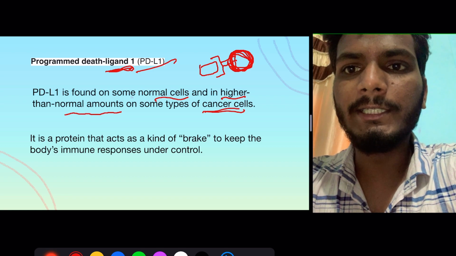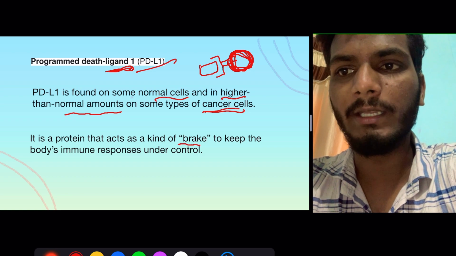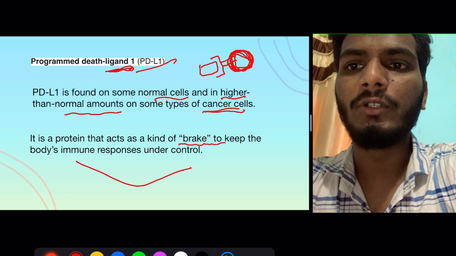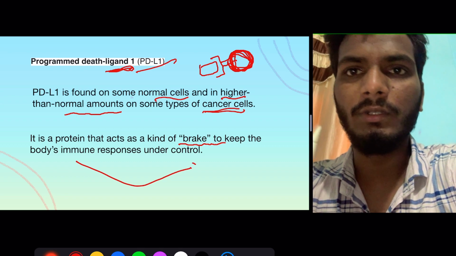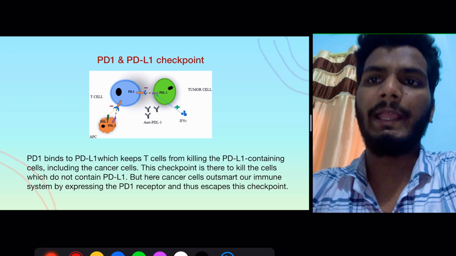So this protein and this checkpoint act as a brake to control the immune response. So this is PD-L1. Now let's talk about the PD1 and PD-L1 checkpoint.